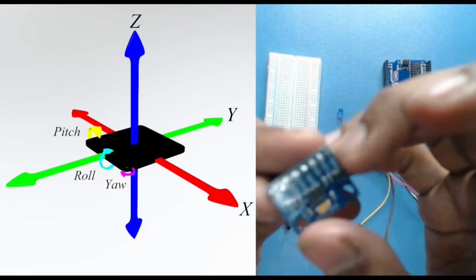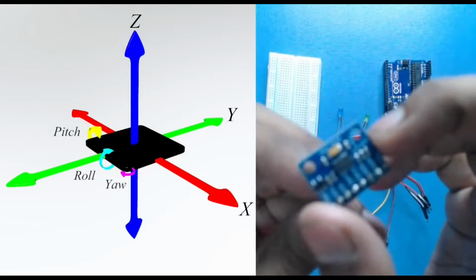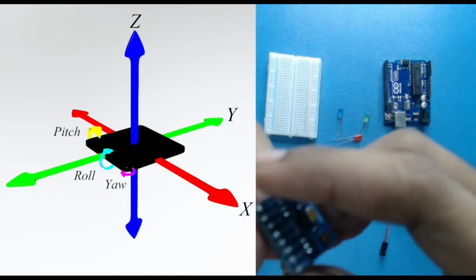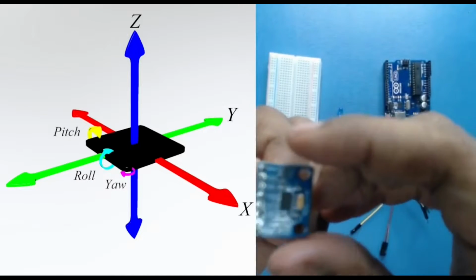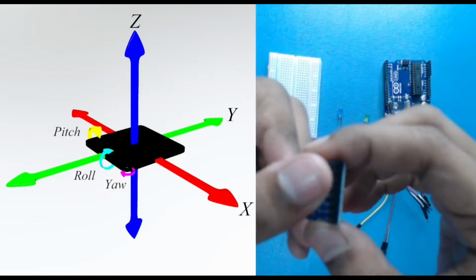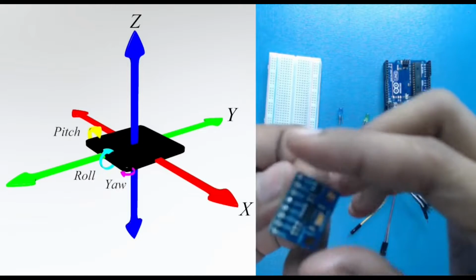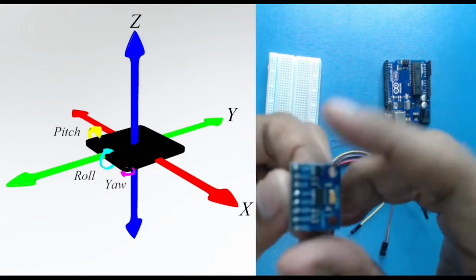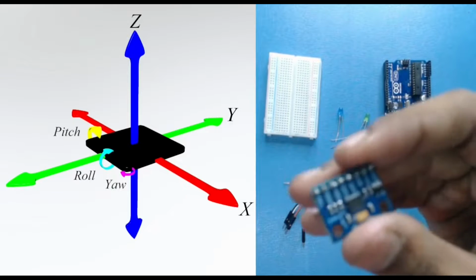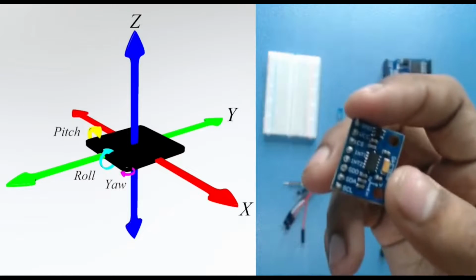So if I rotate my accelerometer like this, it is your roll. If I'm rolling like this, it is your pitch. And if I'm moving it like this, it is your yaw. So these are the three factors when we use a three-axis accelerometer.